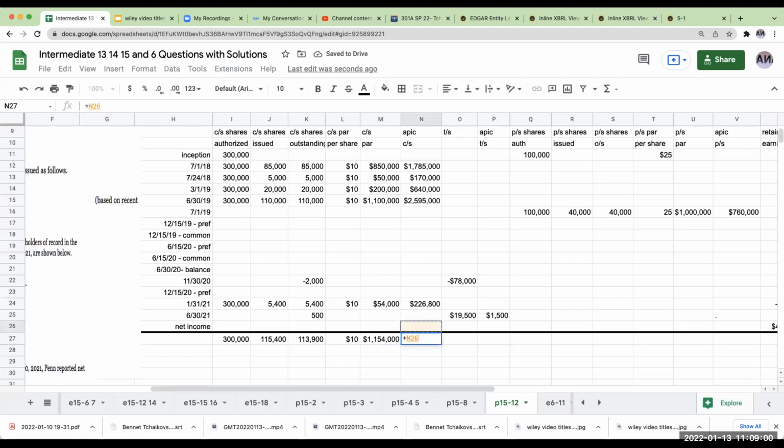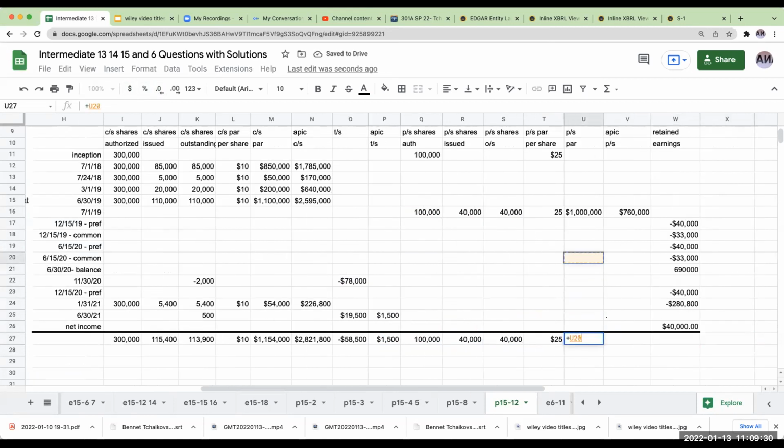My additional paid-in capital common stock is going to be 2,595,000 plus 226,800. My treasury stock is going to be 78 plus the 19.5 for the reissuance. I've got additional paid-in capital treasury stock at 1,500. For my preferred shares, I've got 100 grand over here. I've got issued of 40, outstanding of 40. My preferred stock par value per share is $25. This also has not changed. My preferred stock at par, and then over here, additional paid-in capital is at 760.